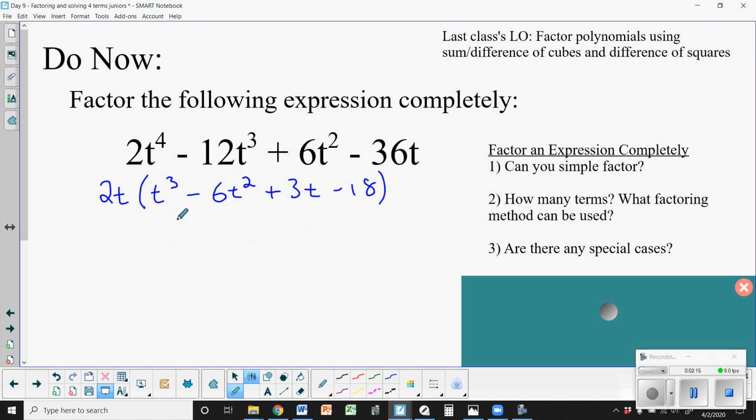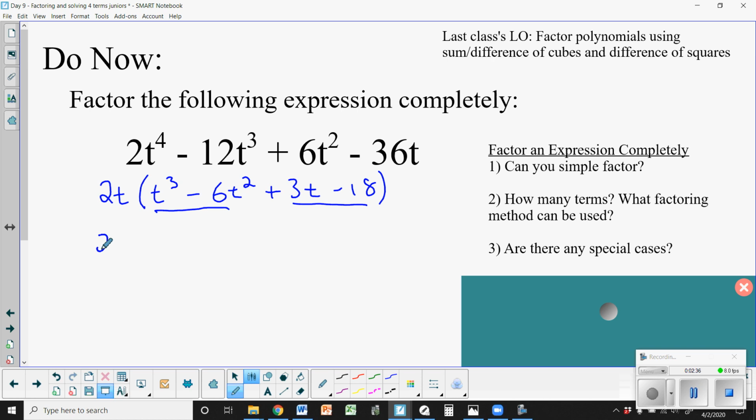So now we count how many terms we have. We're not counting this outside term because we already factored that out. We're counting what we can factor in here. So we have 1, 2, 3, 4. So 4 means that we're going to do left side, right side. Let's factor this left side. Let's factor this right side.